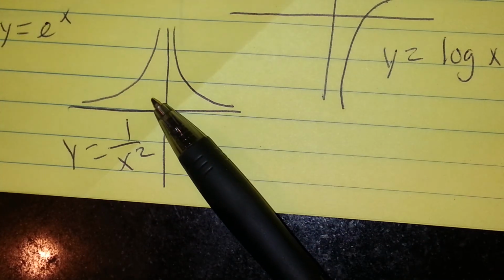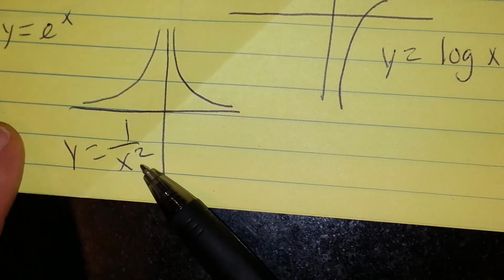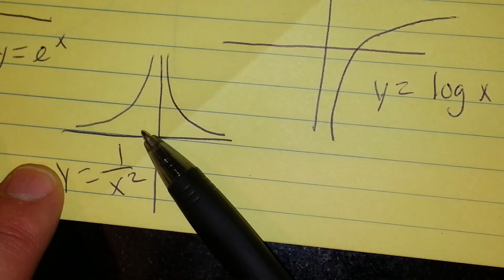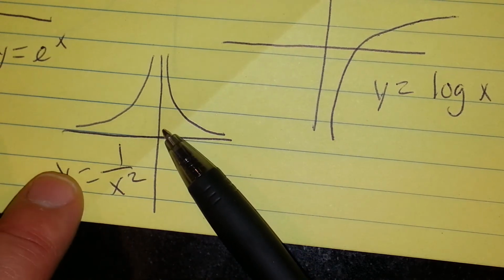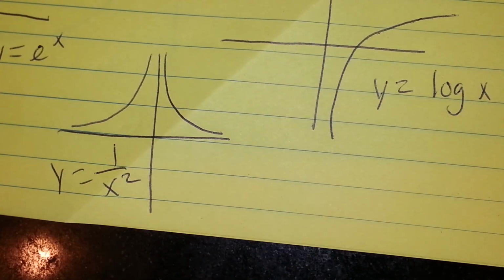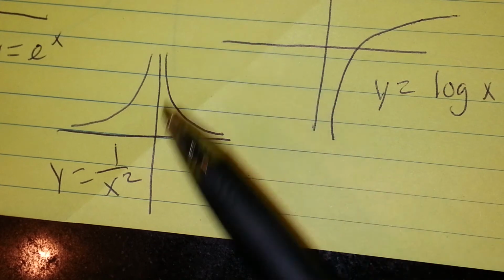And here's y equals 1 over x squared, the reciprocal squared, okay? Domain, negative infinity up to not including 0, and from greater than 0, okay? So less than 0 and greater than 0 is my domain, and range is greater than 0.